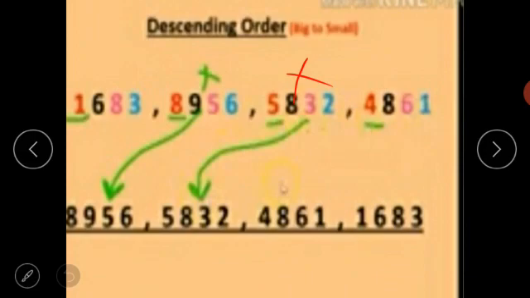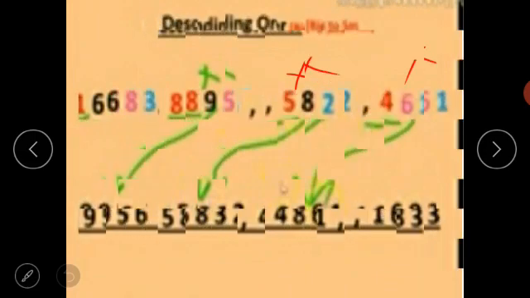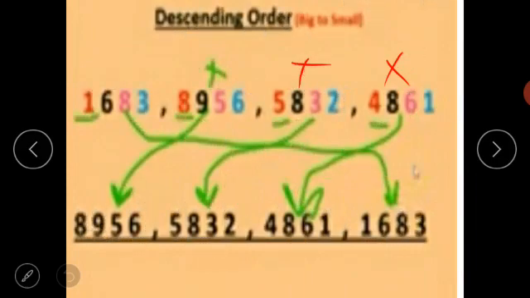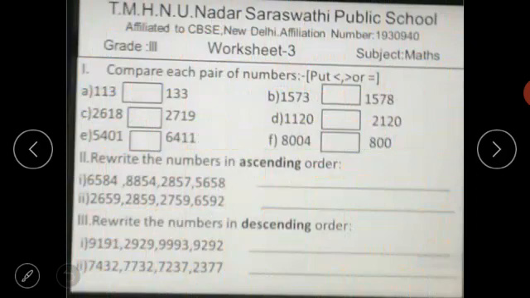Next, 4 and 1. Which is greatest? 4. Next, write 4861. Cross out the number. Next, the last number is 1683. Have you cleared descending order? Ascending order and descending order are already clear.